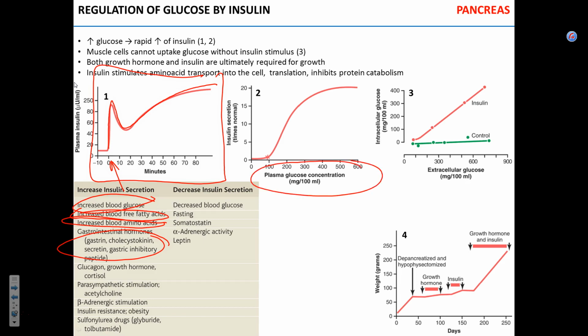When levels of glucose in the plasma go beyond what's considered to be a physiological norm, which is about 100 milligrams per deciliter, insulin levels start to rise dramatically. The more glucose is in the blood, the more insulin is produced. Does that make sense? Why do I say physiological norm?